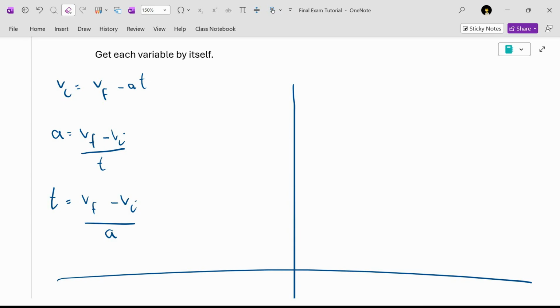Hey, there's 3 different ones here. I'll bet you I got one version of your final where I asked them to get the VI by itself. I got one where I asked them to get the A by itself. I got one where I asked them to get the T by itself.